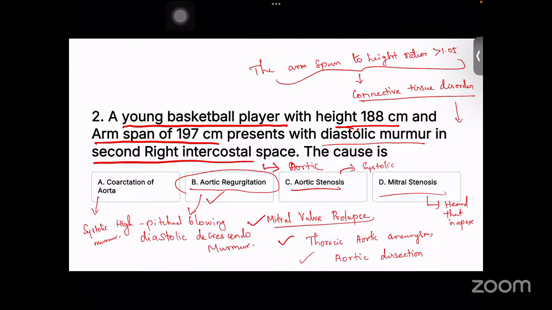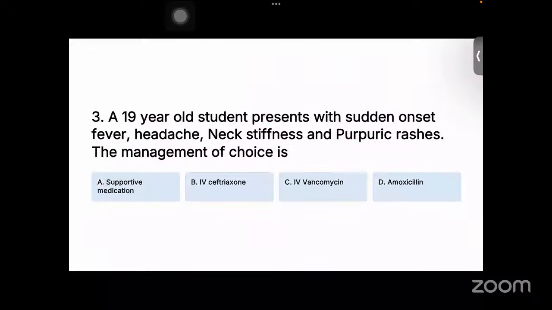So next, the third one which we are going to talk about is a 19-year-old student presenting with sudden onset of fever, headache, neck stiffness, and a purpuric rash. Fever, headache, neck stiffness, and purpuric rash: this is a classical sign of meningitis.